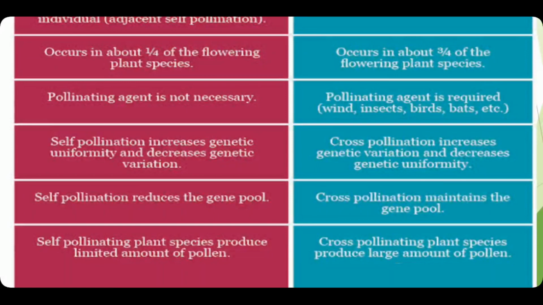So, what is the gene pool? Gene pool means genetic combination. So self pollination has less genetic combination. It means no variation is found in self pollination, but in cross pollination, variations can occur. Why is it so? Because there are two different plants, so they are genetically different. So that's why cross pollination maintains the gene pool.